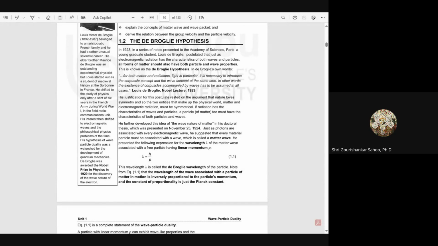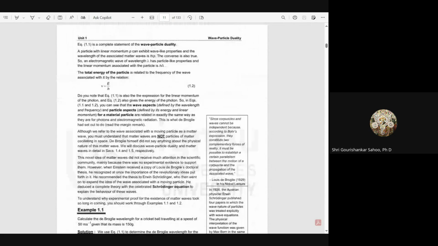And Louis de Broglie was awarded the Nobel Prize in the year 1929 for his research, which guided scientists for decades. And you also have the frequency of the wave associated with the matter wave, which can be written as E by h.